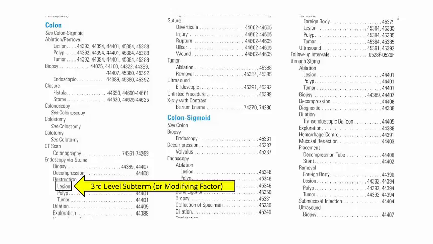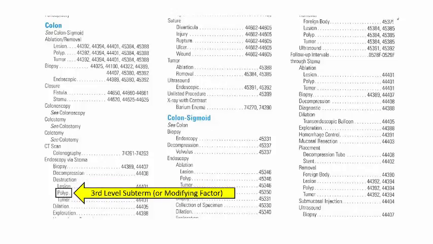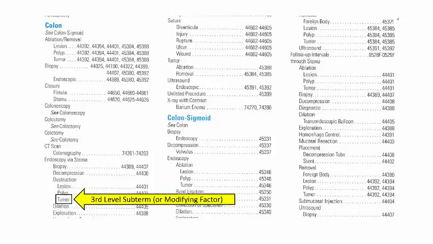Here we have an example of a third level subterm or modifying factor. Notice how far from the left it is indented. So looking at this example, endoscopy via stoma is our first level subterm. Destruction is a second level subterm, and lesion is a third level subterm. Polyp is a third level subterm for destruction, and tumor is a third level subterm for destruction.